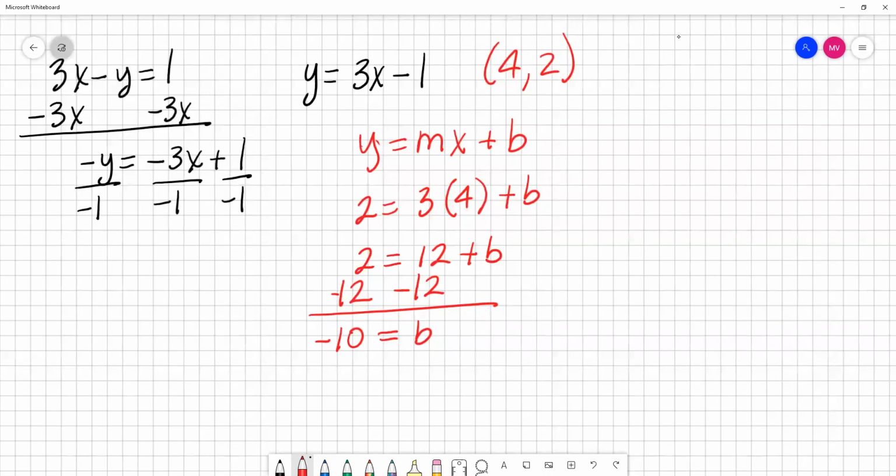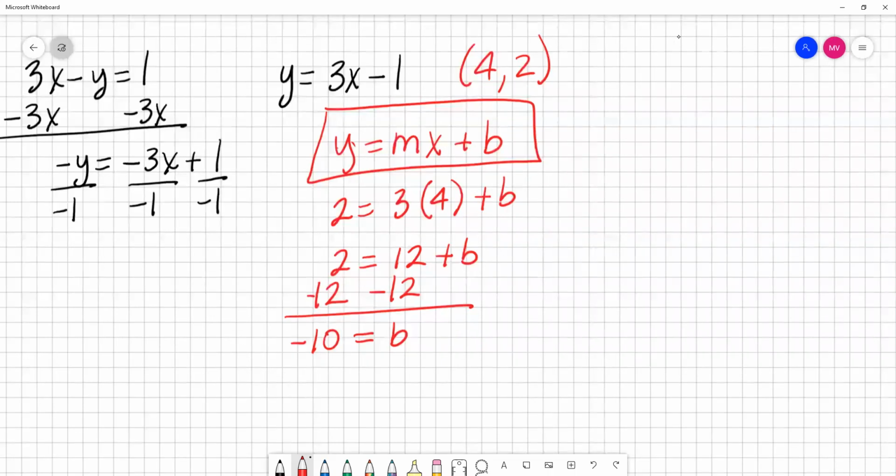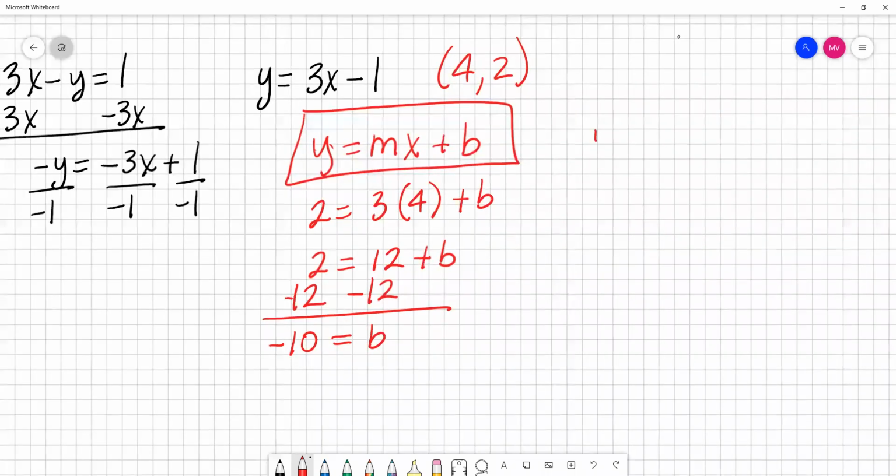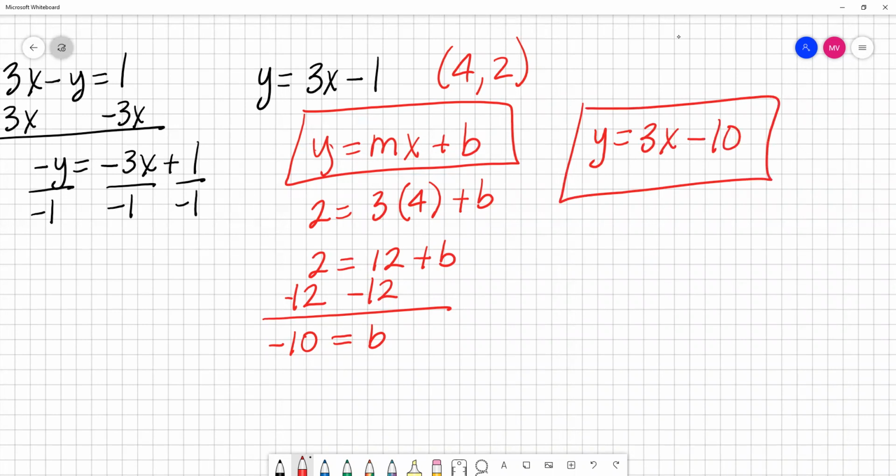What did we just calculate? We calculated b. So this is for any point, any coordinate on the line, so it's y and x. y equals 3x minus 10. Yep, there is our answer.